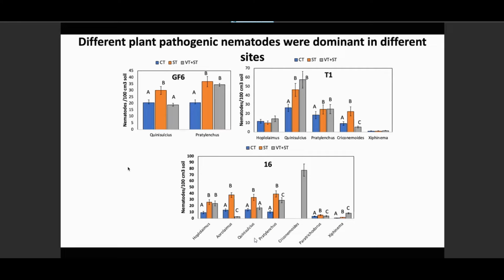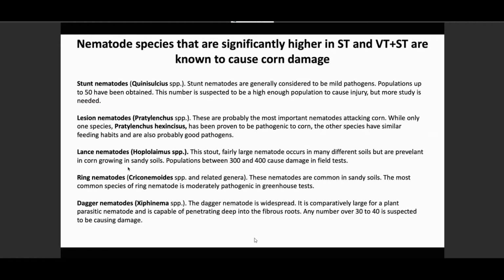Dr. Trivedi, if I may quickly ask you a question related to just general numbers. It appears like really not much difference overall in the vertical till plus strip till treatment. The strip till, it seems like those two treatments mirrored each other. So most likely we didn't have enough soil disturbance with that vertical till to really make an impact on the nematode numbers. Would you agree with that?